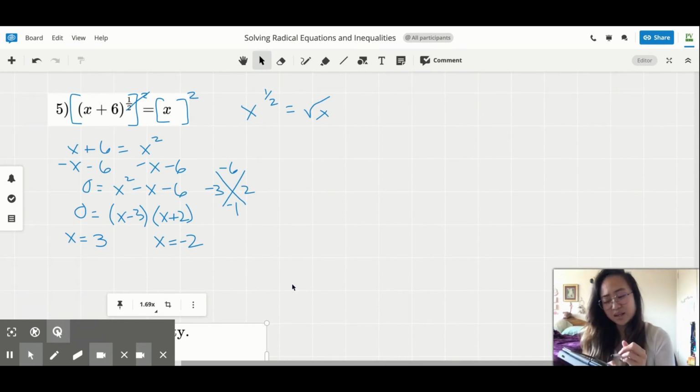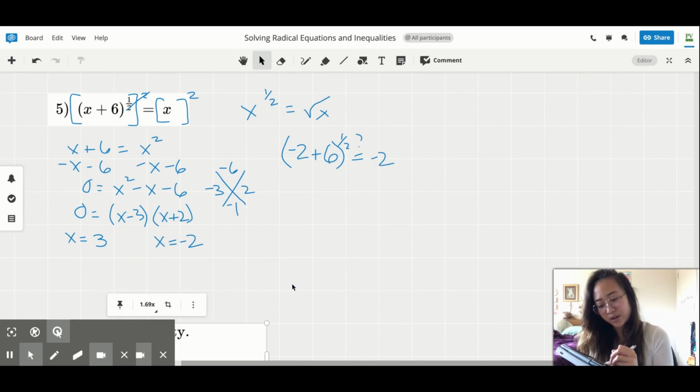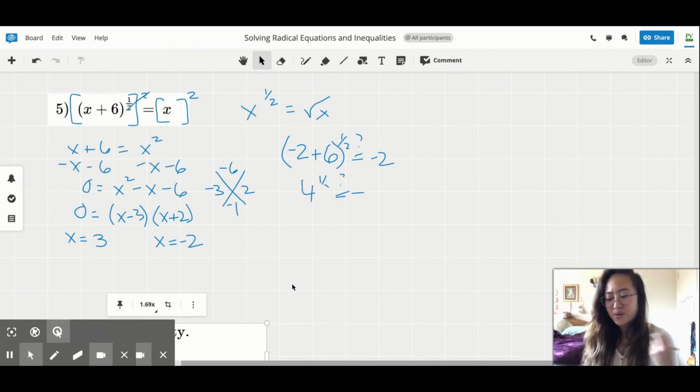So let's test out negative 2 first. We have negative 2 plus 6 to the 1/2 power. Does that equal negative 2? So we have 4 to the 1/2 equals negative 2. Well, kind of just like the earlier problem we did, we can't take the square root of a positive number and get a negative number. So this one does not work.